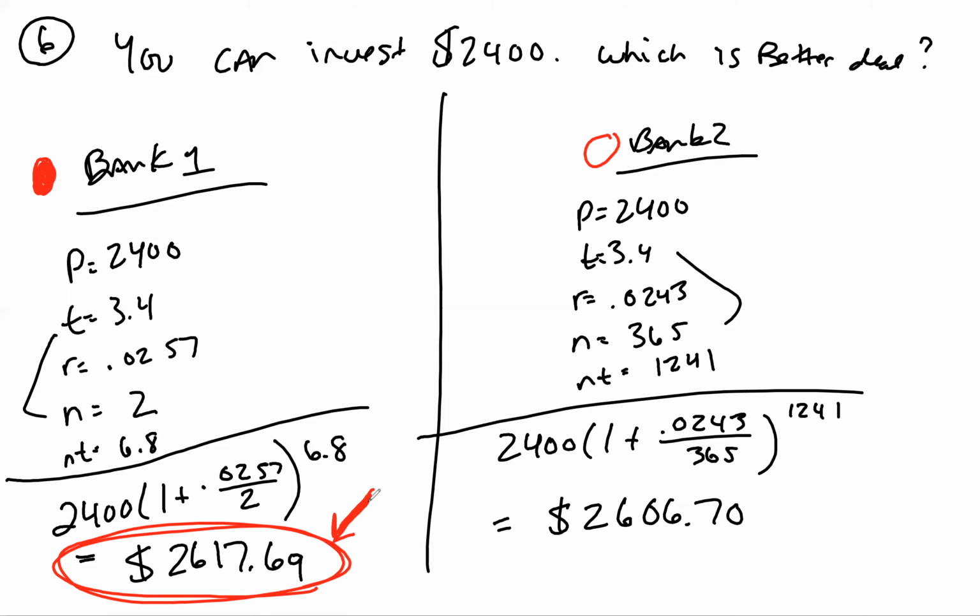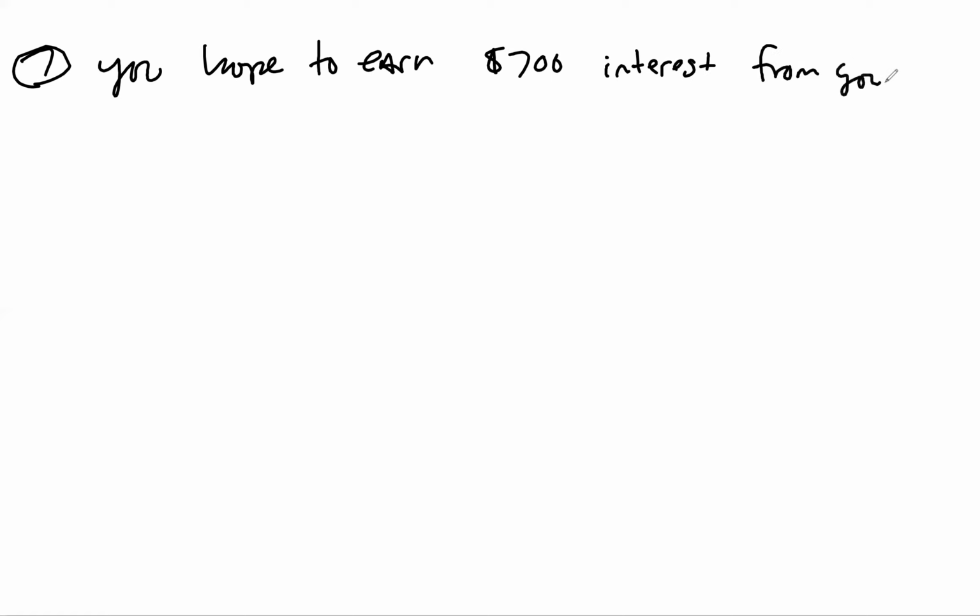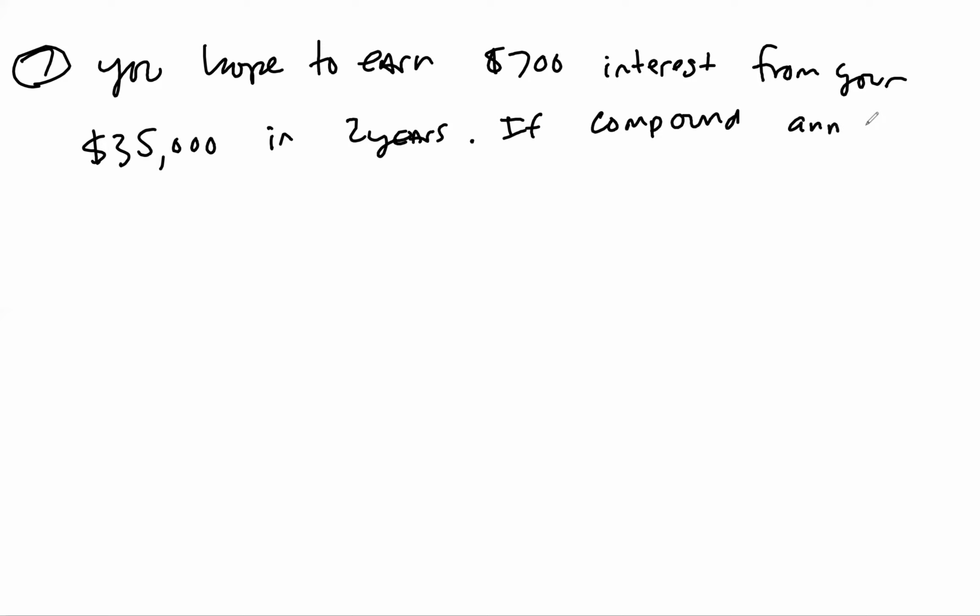Number 7. Alrighty, so number 7. You hope to earn $700 interest from your investment of $35,000 in 2 years. Okay. If the bank that you're putting your money into compounds the interest annually, what is the interest rate that you need? What is the interest rate?